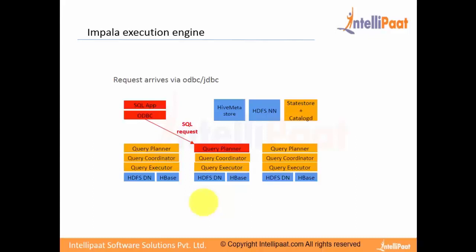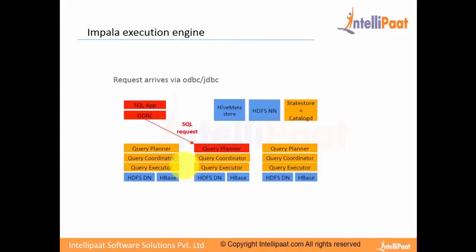The diagrammatic representation of the execution engine goes like this. For example, I have a SQL app or an ODBC connector which sends a SQL request to be executed on the Impala cluster. The three blocks in the bottommost layer are the three different nodes in my Impala cluster. Any of these nodes can take up the request and act as the coordinator node. In this diagram, the node in the middle, whose query planner is colored red, acts as the coordinator node and takes the SQL request.